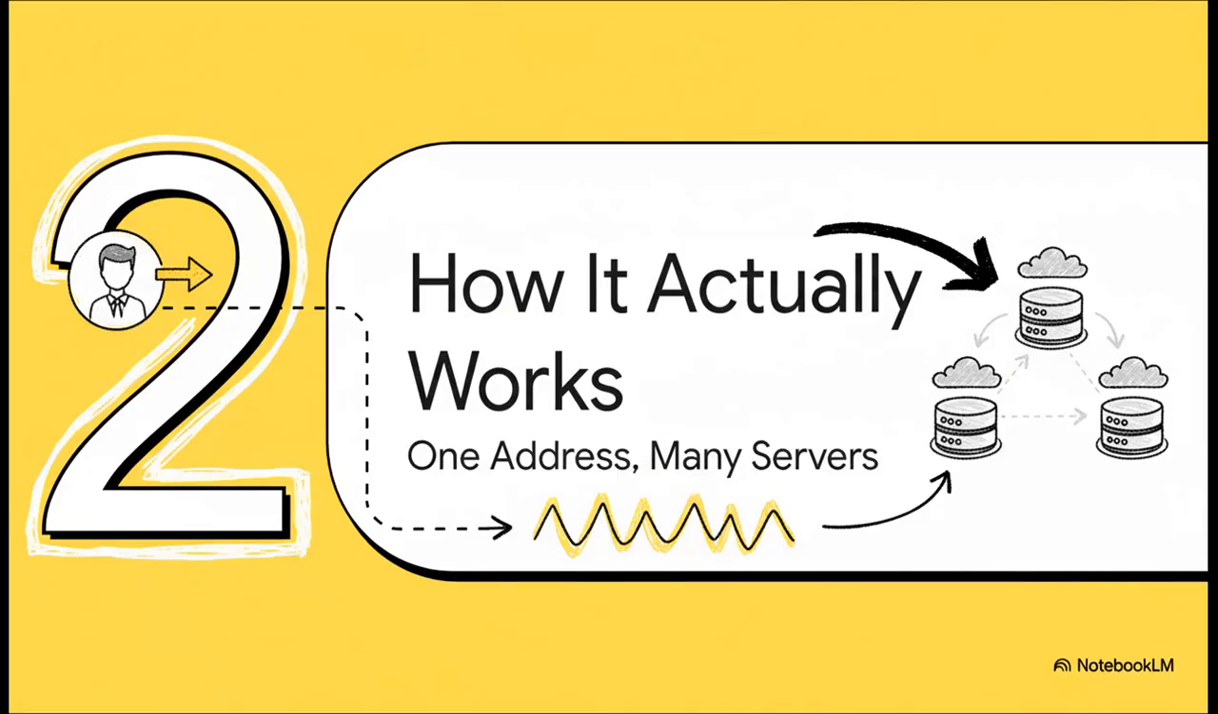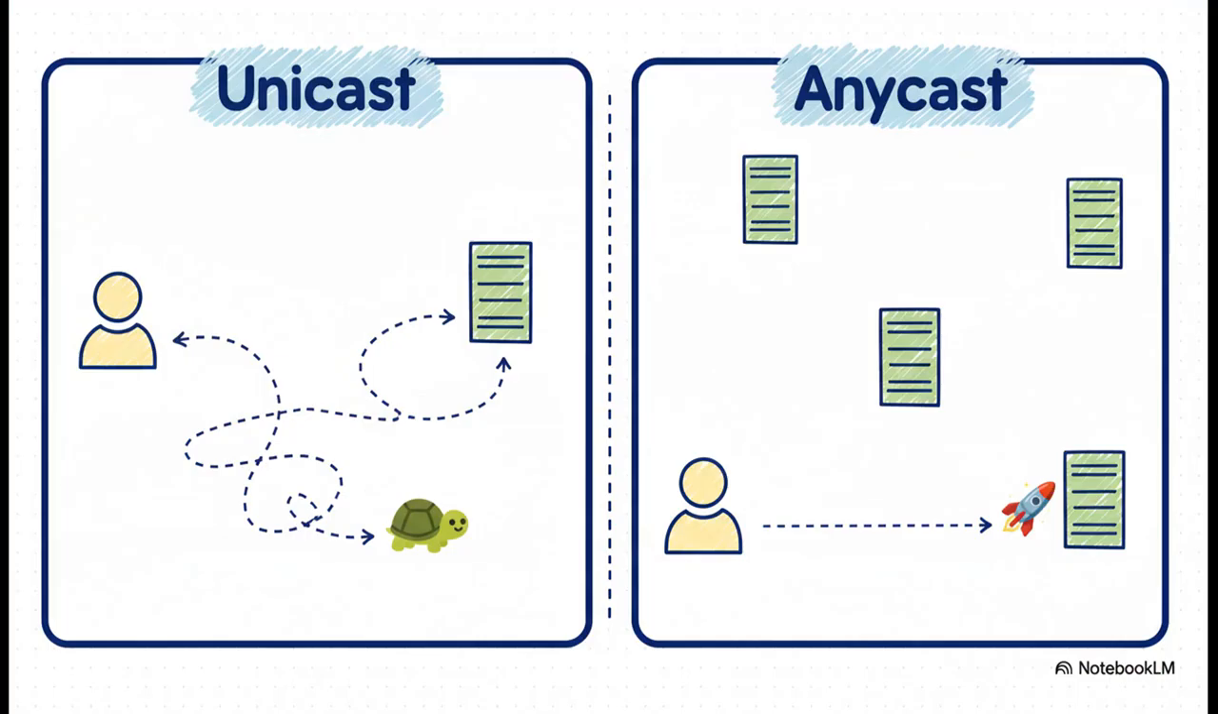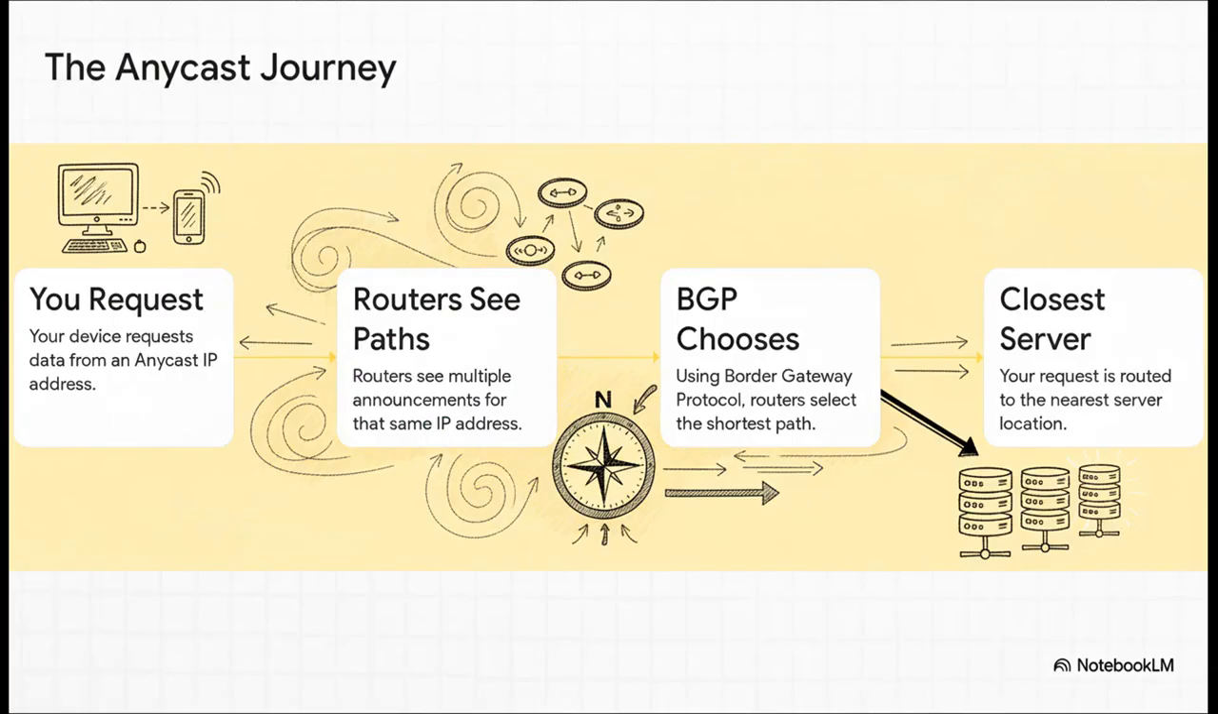Okay, so if it's one address, how does the internet know which call center, or in this case, which server, to send your request to? Let's break down the mechanics of how this whole one address, many destinations system really works. To really get it, you have to know how things used to be. The old way was called unicast, and with unicast, one IP address meant one and only one physical server. So if that server was in Tokyo and you were in Paris, tough luck. Your data had to make that long trip all the way to Tokyo and back. Anycast completely flips the script. It says one IP address can lead you to the nearest of many identical servers.